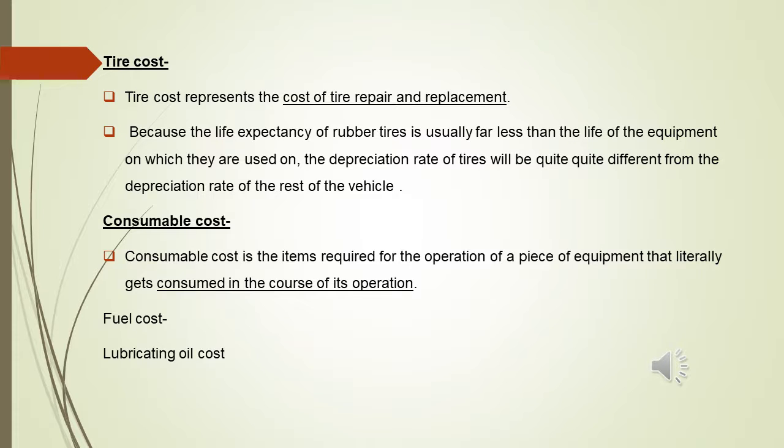Next is consumable cost. Consumable cost is the cost that is utilized during the operation, for example fuel cost and lubricating oil cost. Consumable cost covers the items required for the operation of a piece of equipment that literally get consumed in the course of its operation. That means the cost that is used during the course of the operation, that is fuel cost and lubricating oil cost. These costs are included.